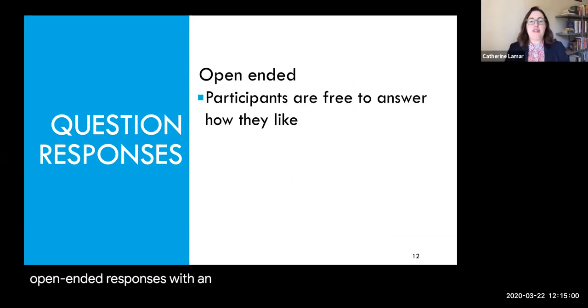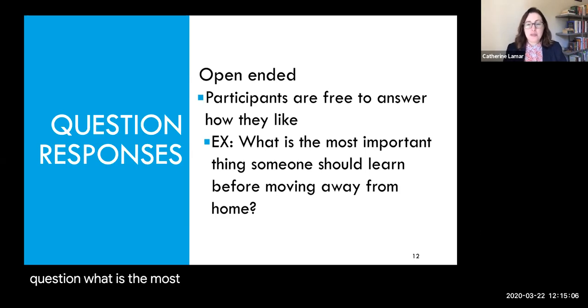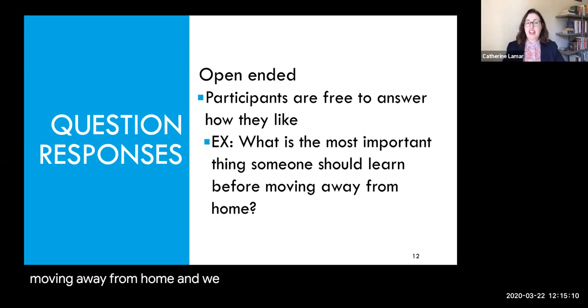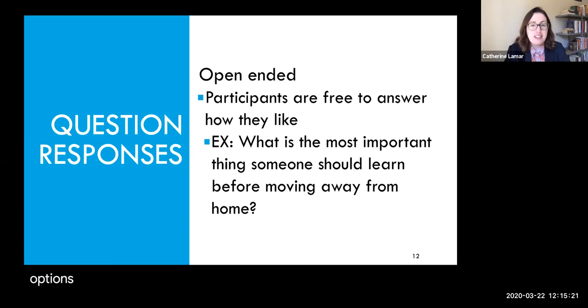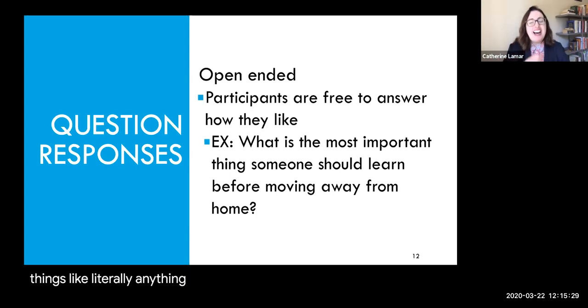With an open-ended response, participants are free to answer however they like. So we could even take the exact same question. What is the most important thing someone should learn before moving away from home? And we could just leave participants free to answer however they want. Now, this is really cool because we're likely to get more diversity in our responses than we were with the close-ended options. Participants could still answer financial competency if that's what they think of, but they could also answer a variety of other things, like literally anything.